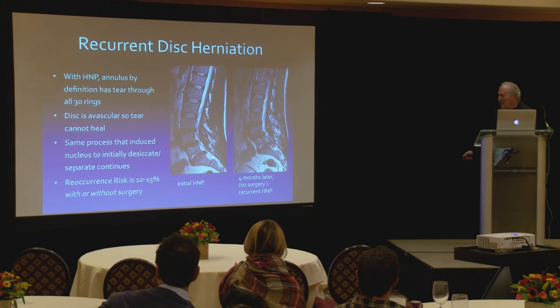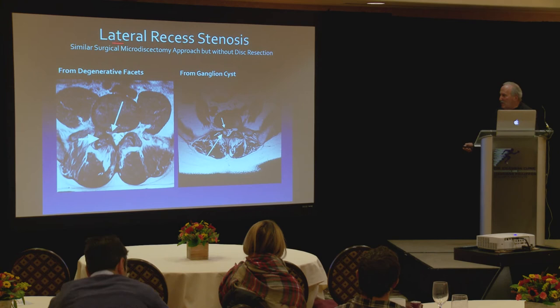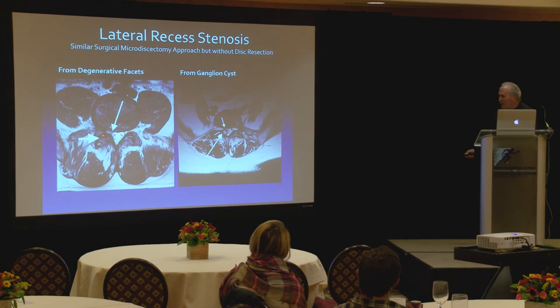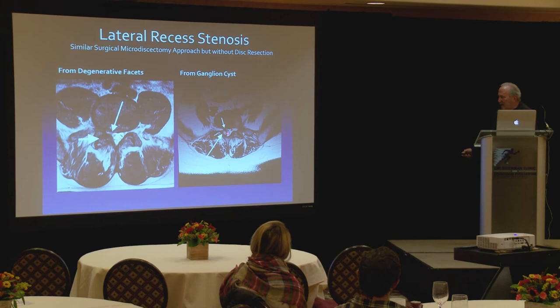So you can have lateral recess stenosis. As you can see here, you can see the left nerve root is freed. The right is a little squashed, or you can see a bad facet and a ganglion cyst.